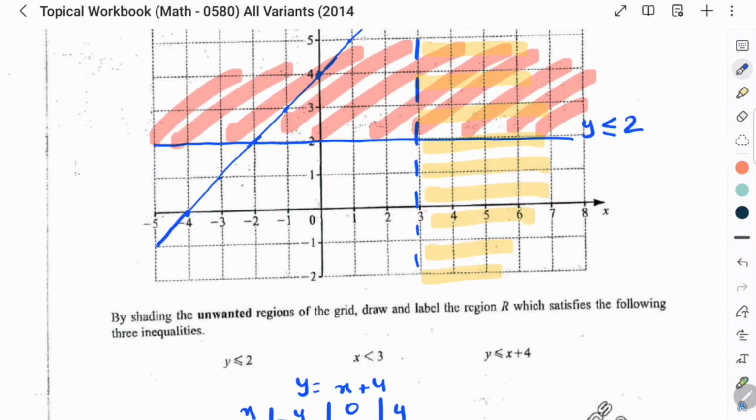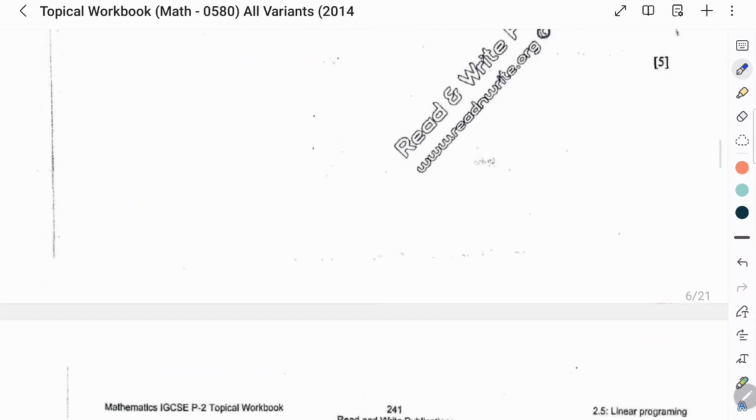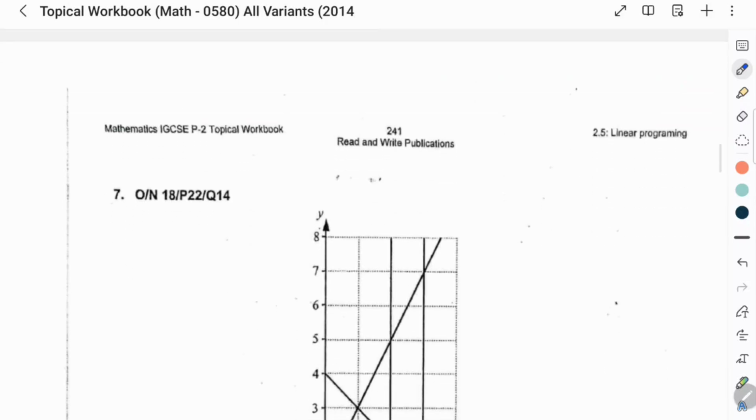So below the line is the region. Y is less than or equal to x plus 4, so you just shade above the line. All right, so you will get the region. Okay, so this is your region here. In every part they're asking you to shade the unwanted region, so I'm shading on the opposite side. Okay, so this was a 5 marks question.